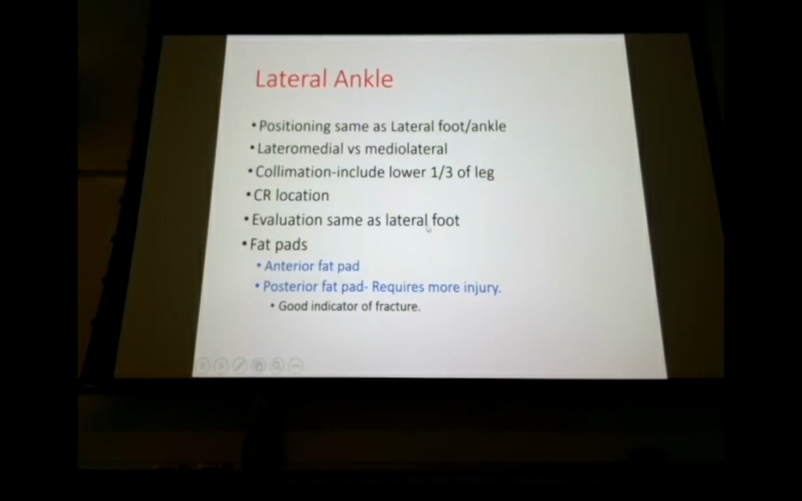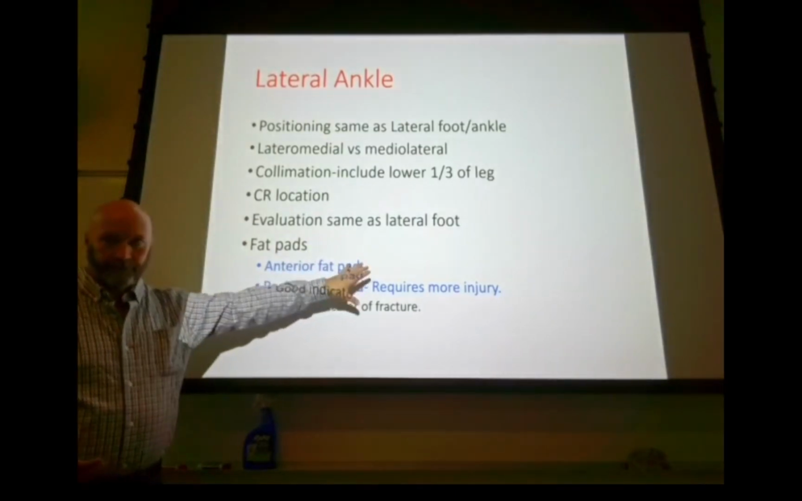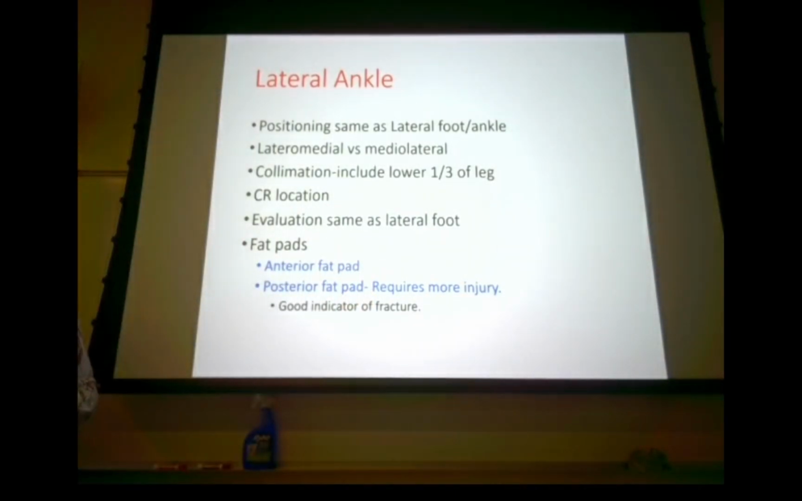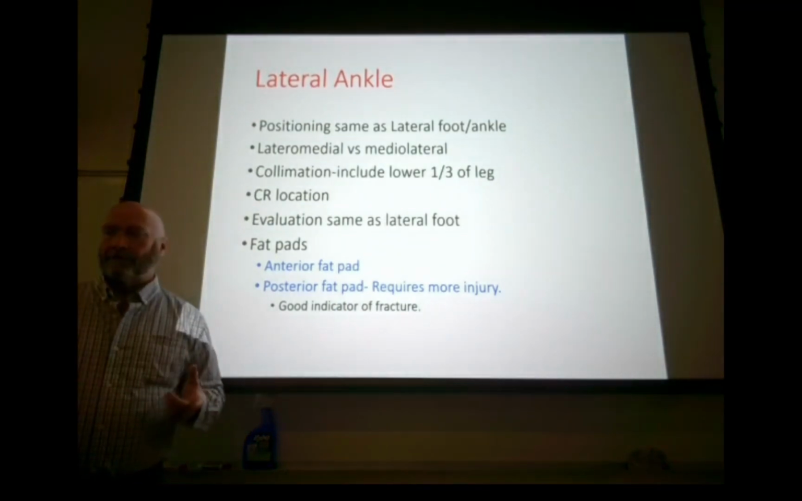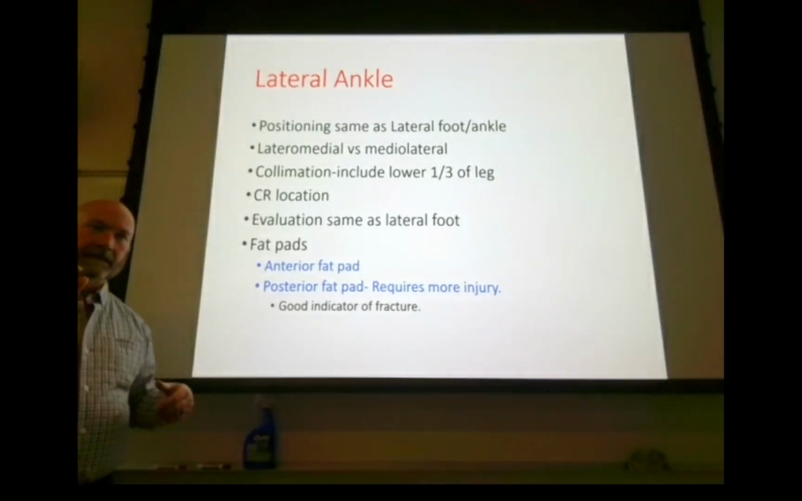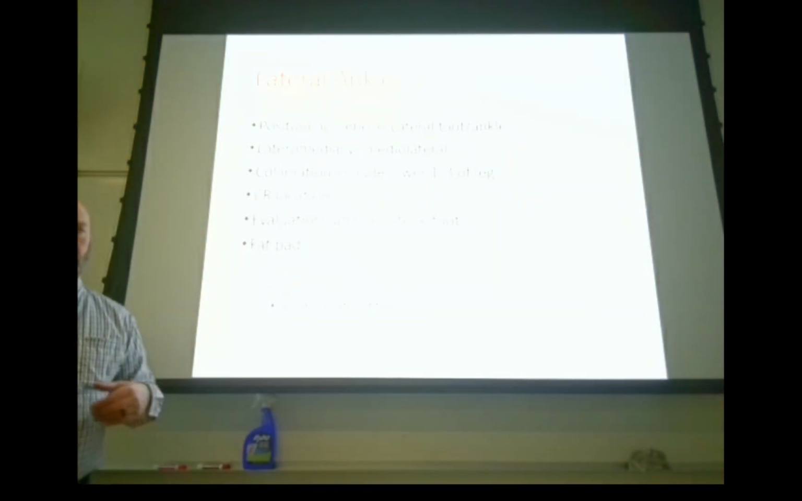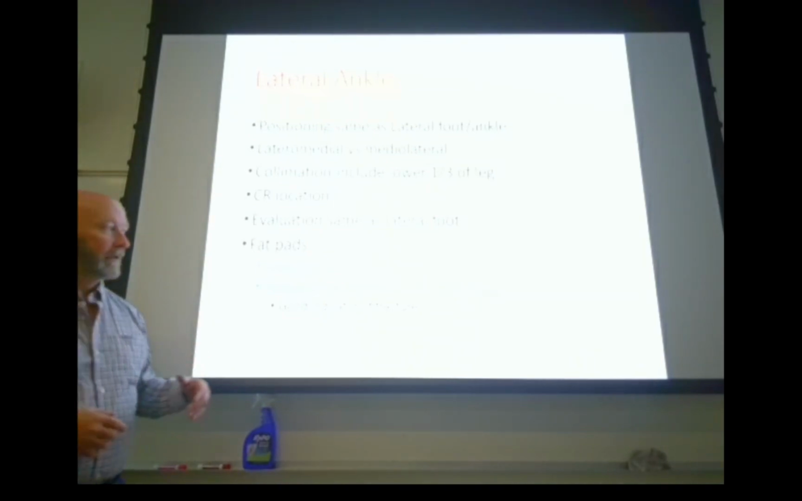There are fat pads to look for, anterior and posterior fat pads on the lateral. Remember, a fat pad is a soft tissue indicator of fracture. You get swelling in the joint space, and you may have displacement of one or both fat pads. If you just have a sprain, especially if you're doing bilateral, what you may see is an increased distance between the talus and the distal portion of the tibia. That's because of swelling. It doesn't necessarily mean they have a fracture there. It's just because of the swelling.